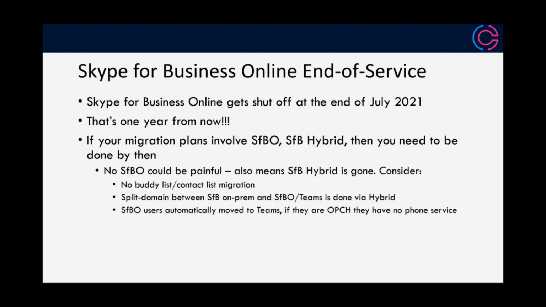And Skype for Business Online users will be automatically moved to Teams. So July 31st, 2021, you'll be a Skype for Business Online user. August 1st, you'll just automatically be a Teams only user. If that Skype for Business user is using on-premises call handling or Cloud Connector Edition, i.e. they get their voice services through Skype for Business infrastructure that's on your LAN, in your on-premises environment, that will break. That's part of the Skype for Business hybrid process, the Skype for Business online process, that is going away.